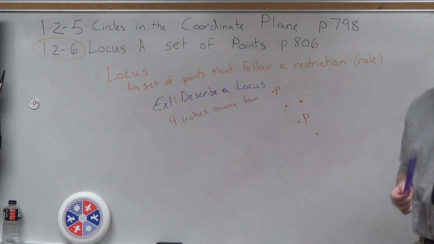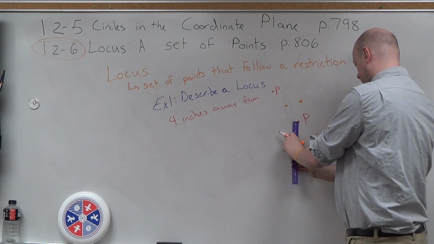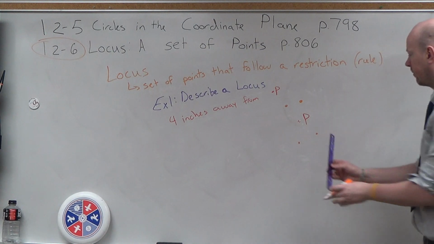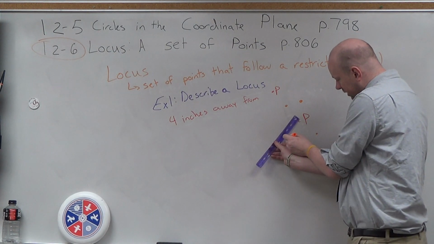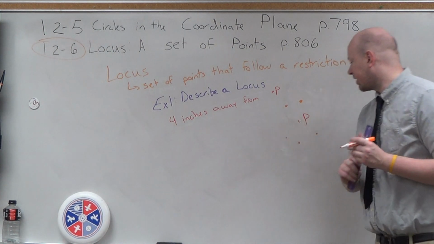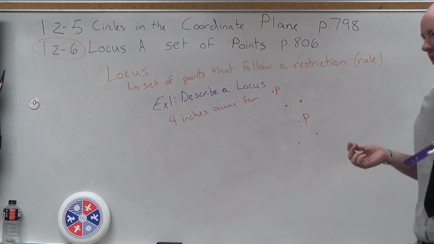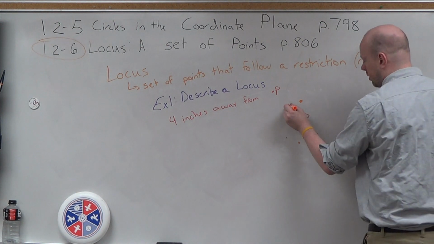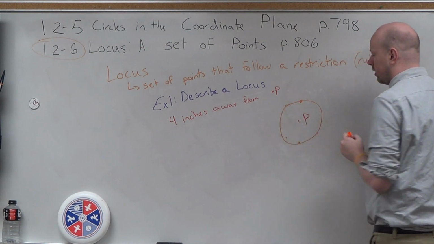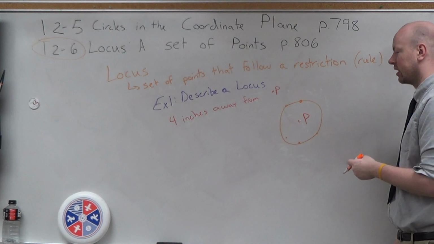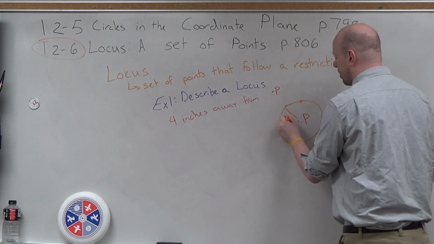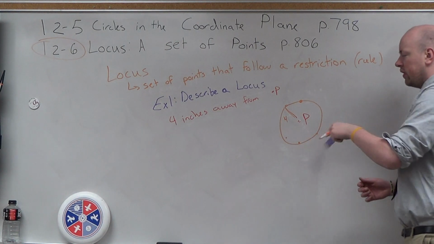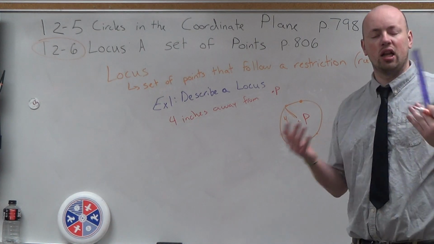That's 4 inches away. And I can continue doing this a whole bunch, or I can start to see a pattern. In this specific case, 4 inches away from point P would just be a circle, where P is my center, and my radius would be 4 inches. So, my set of points would be that entire circle. That'd be my locus.